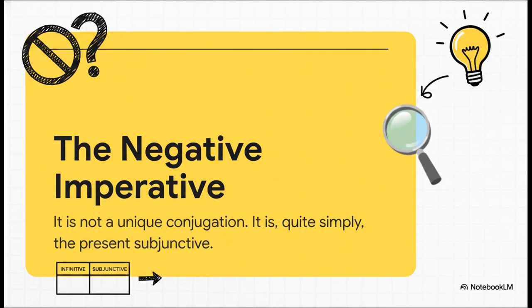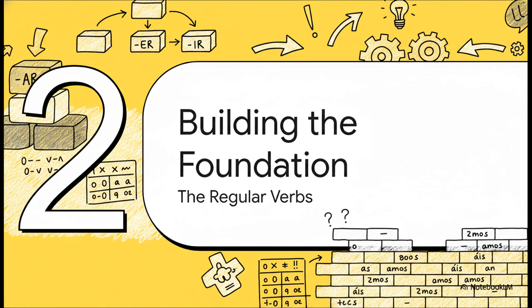That's it. It's not some new mysterious conjugation. It's just the subjunctive mood, which you're probably learning anyway. So when you tell someone not to do something, you're just grabbing the present subjunctive form of that verb. No new charts to memorize, no new endings. It's like finding out you already have the key in your pocket. All right, the secret's out. So let's build on that foundation and see how it works with our regular verbs.